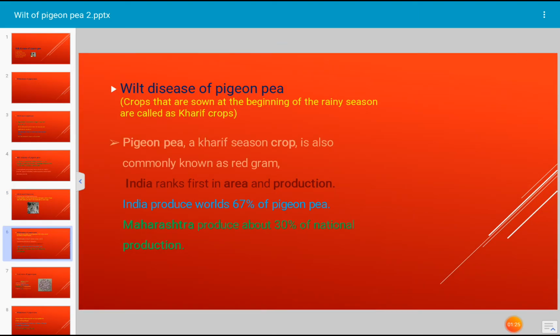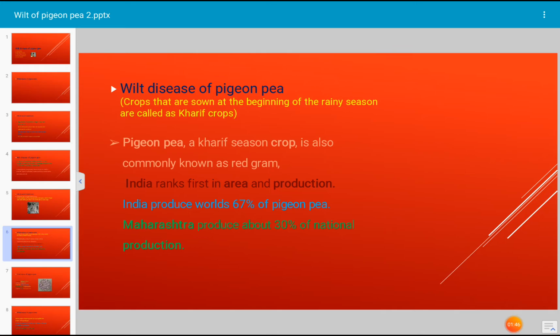Pigeon pea is a Kharif season crop. And what is a Kharif crop? The crops that are sown at the beginning of the rainy season are called Kharif crops. Pigeon pea is commonly known as red gram, and it is also known as tur.